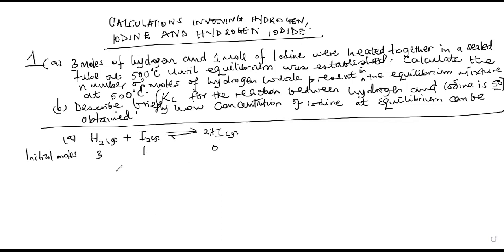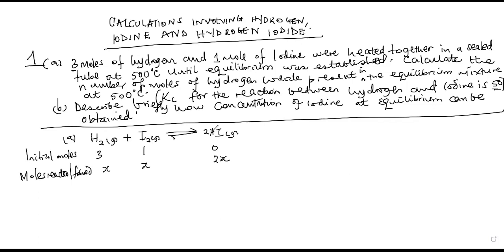After getting those initial moles, we need the moles which were reacted or formed. We assume the moles reacted for hydrogen were x. Because of the mole ratio 1 to 1, this one will be x. But for the case of hydrogen iodide, it will be 2x. Reason, the mole ratio is 1 to 1 to 2.